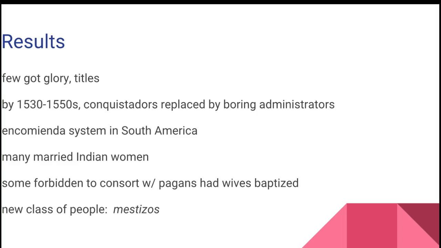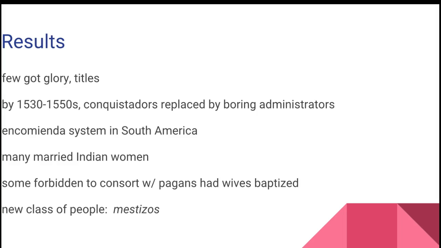Very few got glory, very few got titles. They found out pretty quickly by the 1530s and 40s that the conquistadors were tossed out, and administrators came into the Americas and administered the government for Spain. And you have this encomienda system in South America that's set up, which is basically a plantation system. It's like plantation slavery.